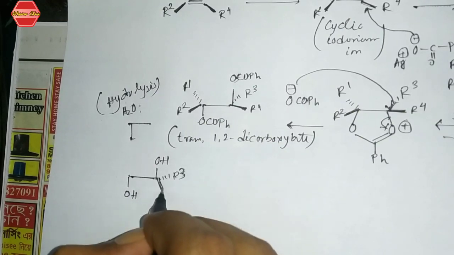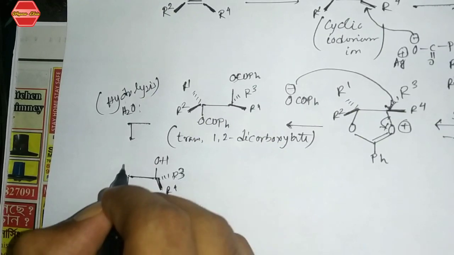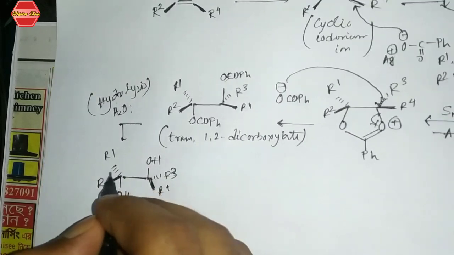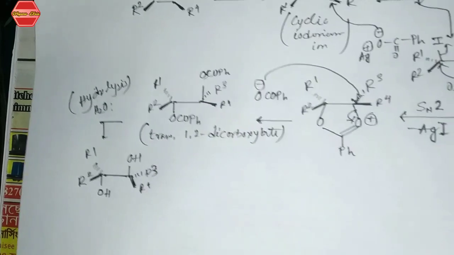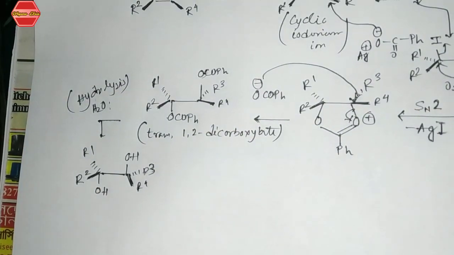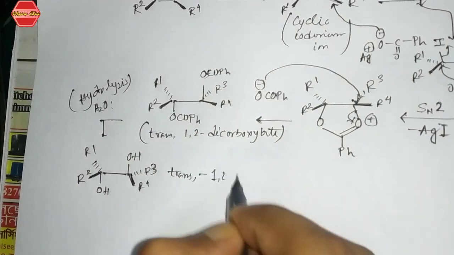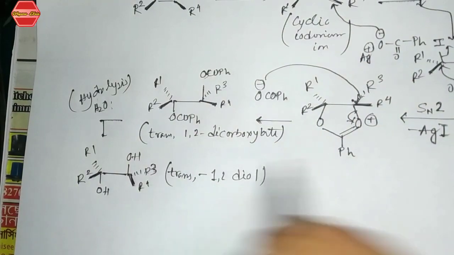R3, R4, R1, and this is our R2. Okay, so this is our product that we get, that is our trans 1,2-diol. Trans 1,2-diol. This is our final product.